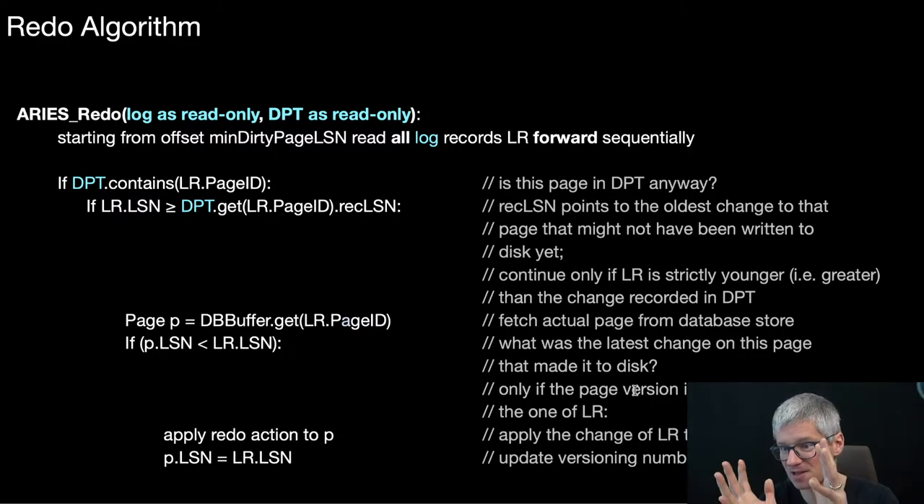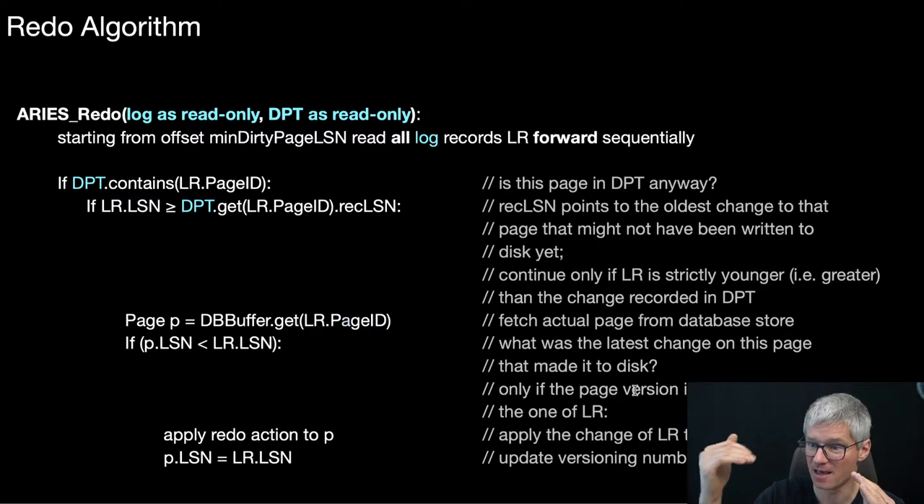Yeah? You see there's a smaller log sequence number on the page, which means an older version than the one I have in my hand with the log record. Then I have to apply the actual redo information from that log record. Yeah? So here, only then I apply the redo action to that. And then I also fix the version number of the page to the current one.